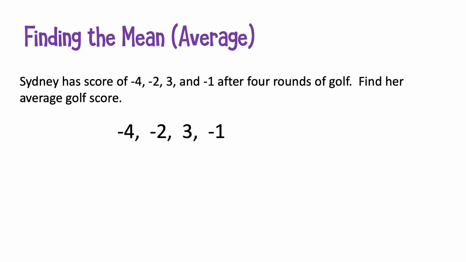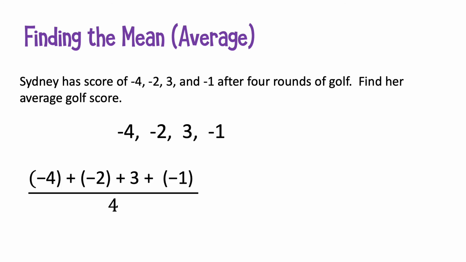In this type of problem, we're finding the mean or the average of the numbers in the data set. This board problem says Sydney has a score of negative 4, negative 2, positive 3, and negative 1 after 4 rounds of golf. We're going to find her average golf score. To find the average, we add together the numbers in the data set and divide by the number of data pieces that are in our set.